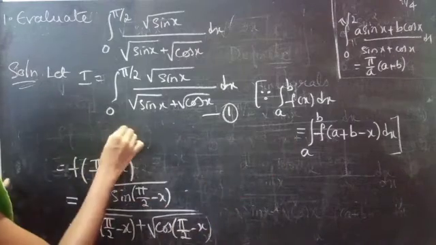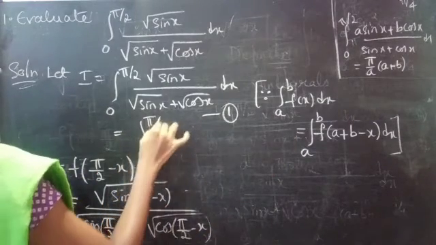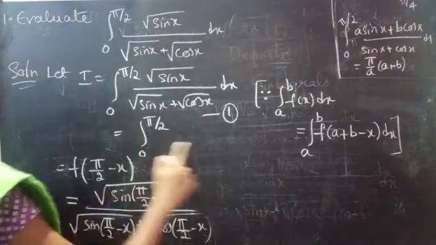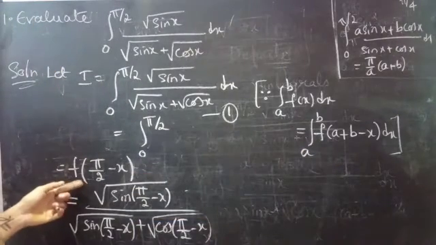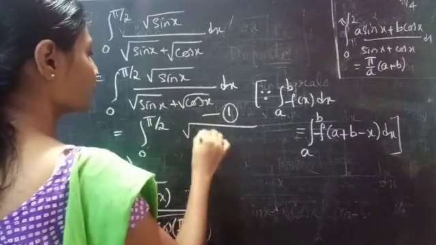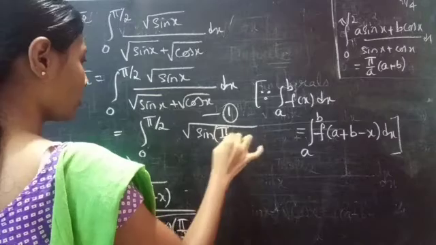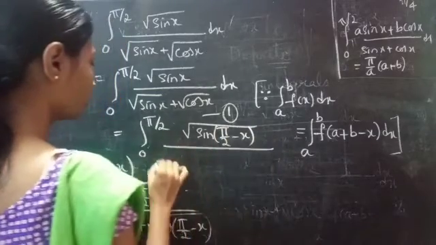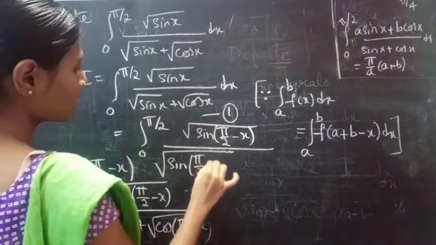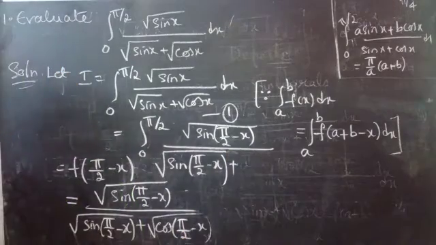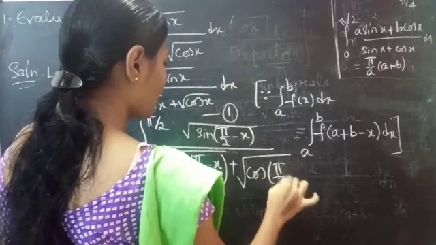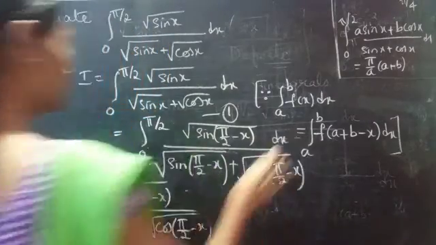Now we are using this formula. So this equals integral 0 to pi by 2, since this is f of x, which equals integral a to b f of a plus b minus x, which is f of pi by 2 minus x, equals root over sin pi by 2 minus x by root over sin pi by 2 minus x plus root over cos pi by 2 minus x dx.